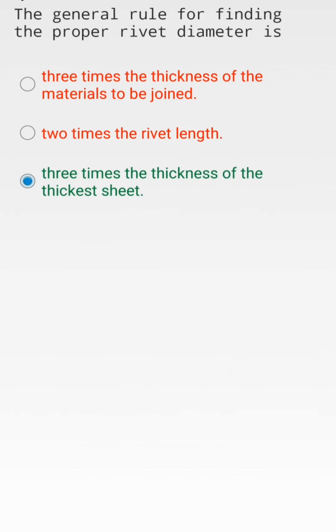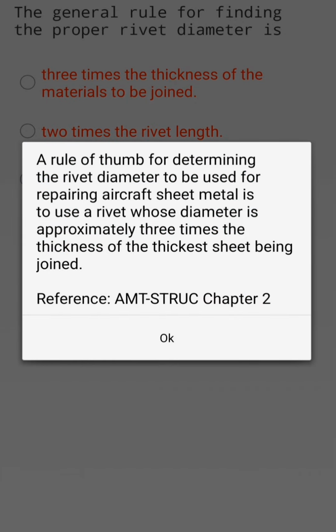The general rule for finding the proper rivet diameter is 3 times the thickness of the thickest sheet. A rule of thumb for determining the rivet diameter to be used for repairing aircraft sheet metal is to use a rivet whose diameter is approximately 3 times the thickness of the thickest sheet being joined.